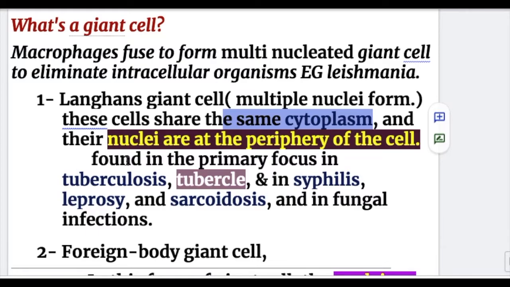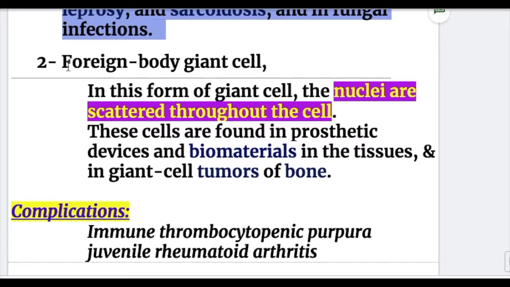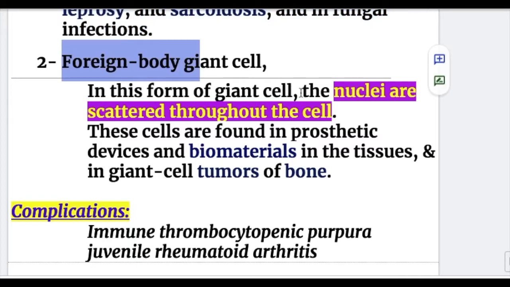The Langhans type of giant cells are found in the primary focus in tuberculosis, which is known as the tubercle, and they are also found in syphilis, leprosy, sarcoidosis, and in fungal infection. The second type of giant cell is the foreign body giant cell. In this form of giant cell, the nuclei are scattered throughout, whereas the nuclei in the Langhans type of giant cells are at the periphery.